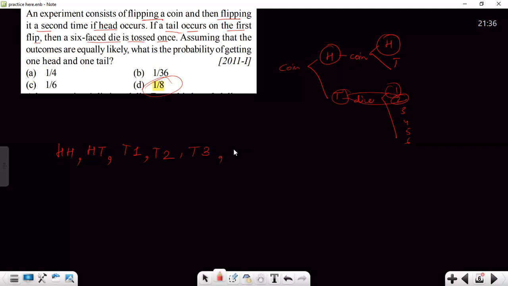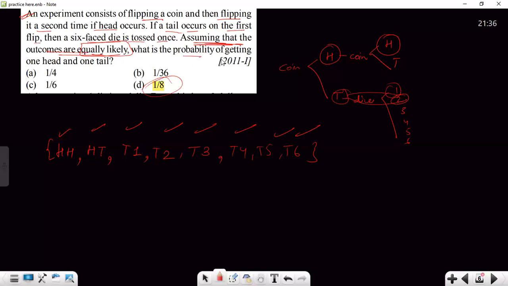Or tail three on the dice. Tail 4, tail 5, tail 6. So these are all the outcomes of the event that is happening here. It is given that we have to assume that all the outcomes are equally likely. What does that mean? It means that they are all the sample points. In a sample space, all the sample points have equal possibility of occurring.